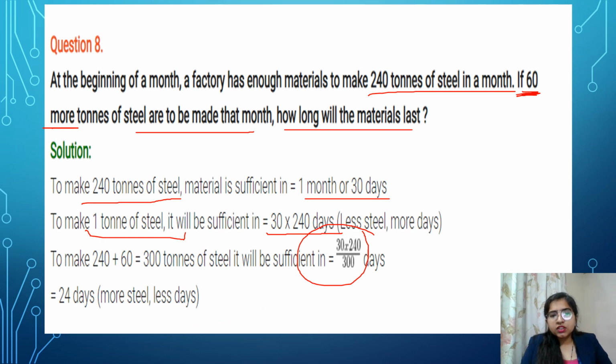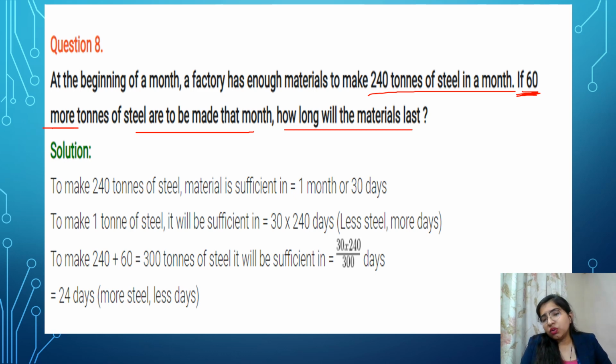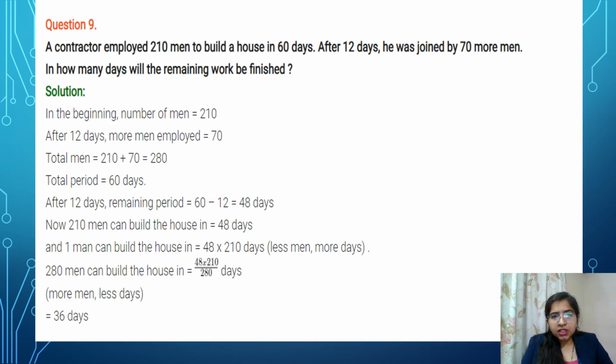Getting? So in this question, I need to explain one thing only: in question 1, if "60 more" is written, you have to add 60 with 240, then 300. You have to find that 300 tons of steel are to be made within that month. Okay, clear? So question number 9. Listen, easy. Listen to me carefully.